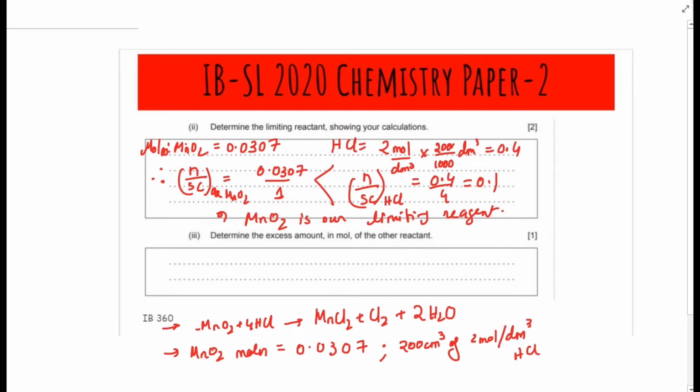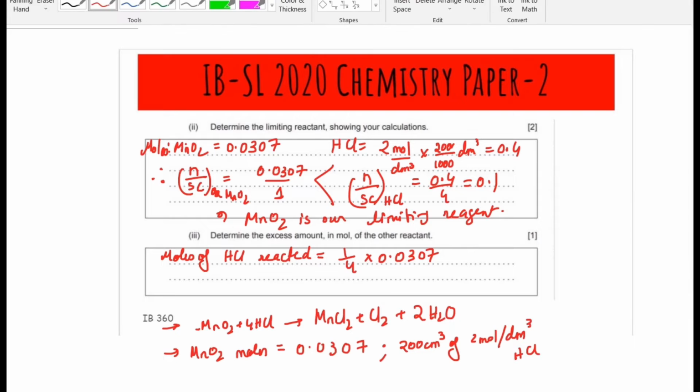Okay, determine the excess amount in mole of the other reactant. So, in total there is 0.4 moles of HCl, and there is 0.0307 moles of MnO2. So the moles of HCl reacted would be, we need to apply the stoichiometry between MnO2 and HCl. It is obviously in 1:4 ratio. So 1 by 4 times 0.0307.